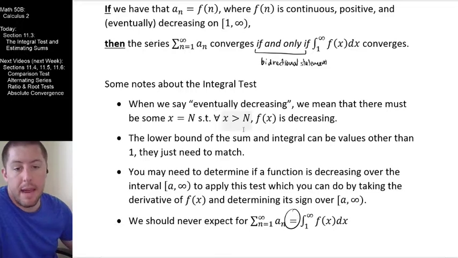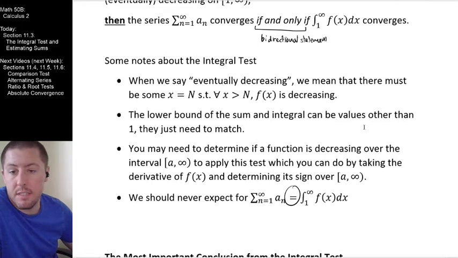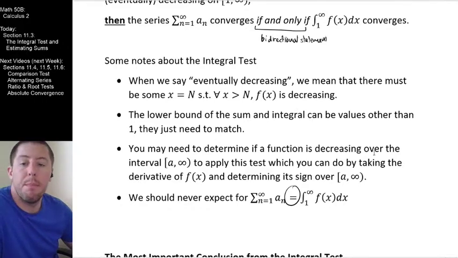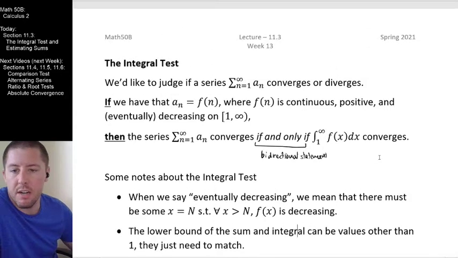I do expect their convergence to match, but that is a categorical feature of the series and of the integral. I do not expect the actual value that they converge to be the same, given that they do converge. So don't expect the value that they converge to be the same, but if one converges, then the other converges, as long as they meet these conditions that are going on up here.